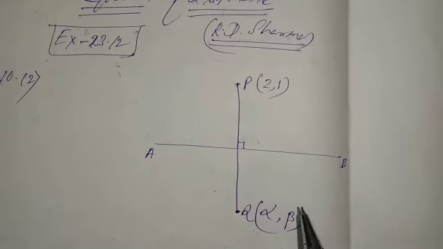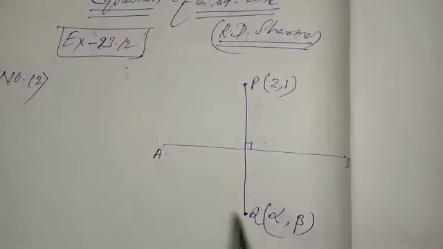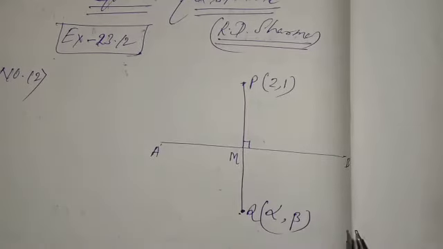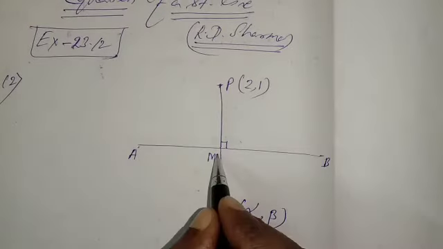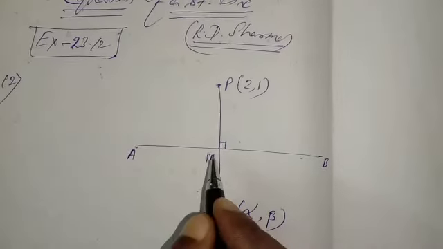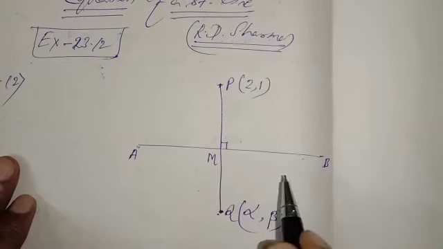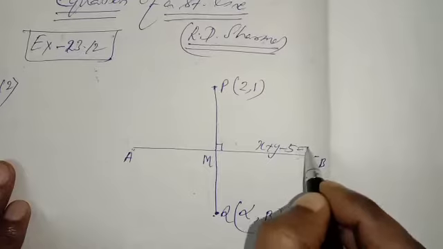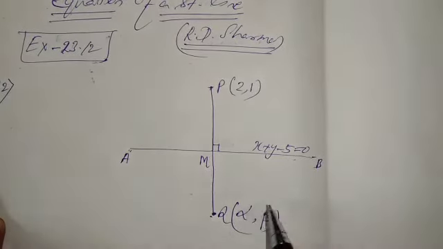As per the reflection rule, the image of the point P through the mirror line AB is Q. That means this M will be the midpoint of PQ. M is the midpoint of PQ, and M is present on the line AB as well as on the line PQ. First of all, the line AB equation given is x + y - 5 = 0. This is the equation of the line AB given.